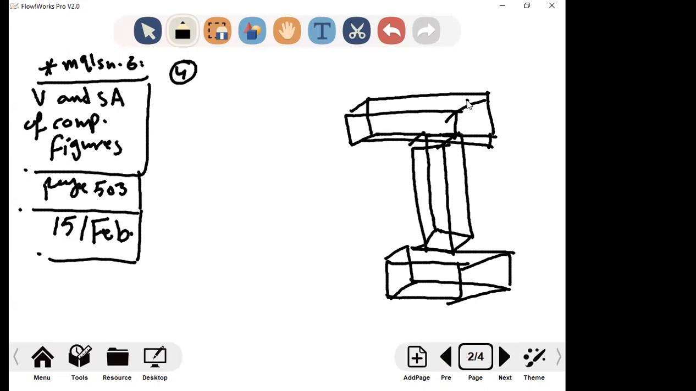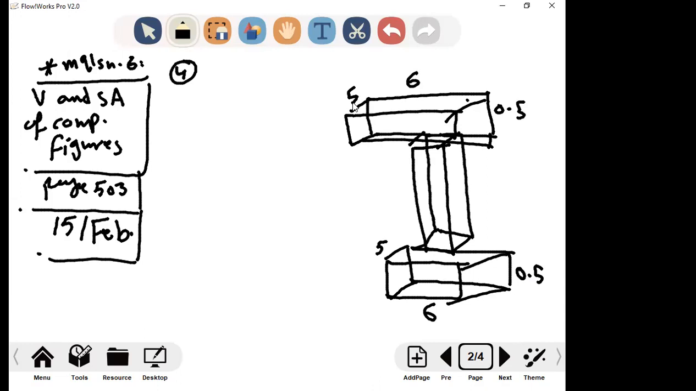The lower one has length 6 centimeters, height 0.5 centimeter, and width 5 centimeters, right? The upper one also has length 6, height 0.5, and width 5. So they have the same dimensions. Both rectangular prisms have the same dimensions, which means they will have the same volume, right?